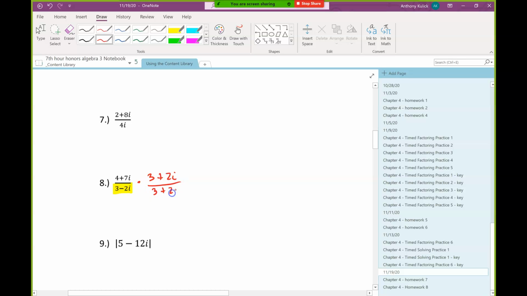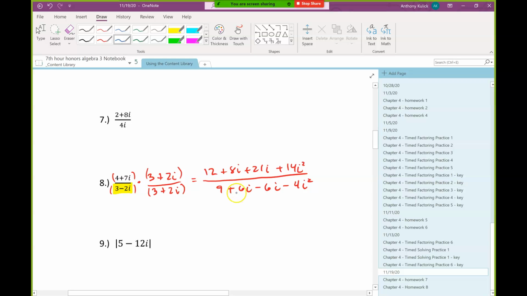So the conjugate is the same thing with just a different sign in the middle. So instead of 3 minus 2i, I'm going to do 3 plus 2i. And then I'm just going to FOIL things out. So I get 12 plus 8i plus 21i plus 14i squared. And on the bottom I get 9 plus 6i minus 6i minus 4i squared.